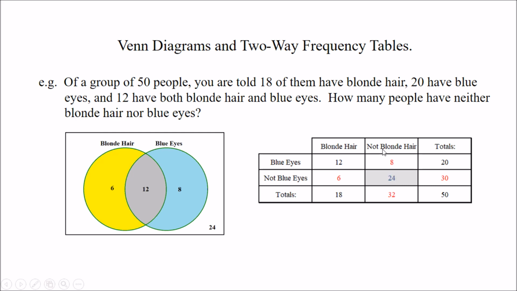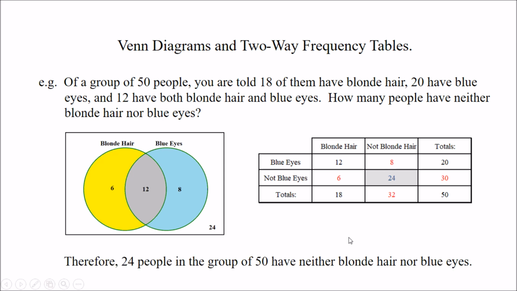And by the way, that's what we were looking for. Notice the intersection of this column and this row. Those 24 do not have blonde hair, nor do they have blue eyes. So 24 people in the group of 50 have neither blonde hair nor blue eyes.